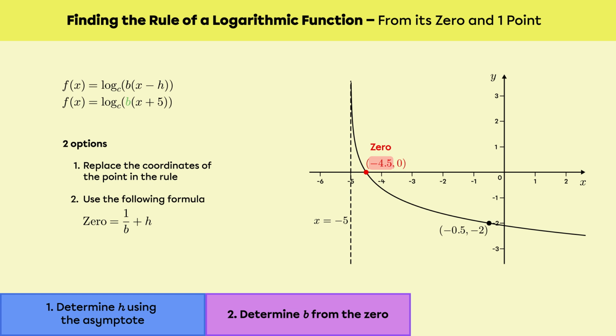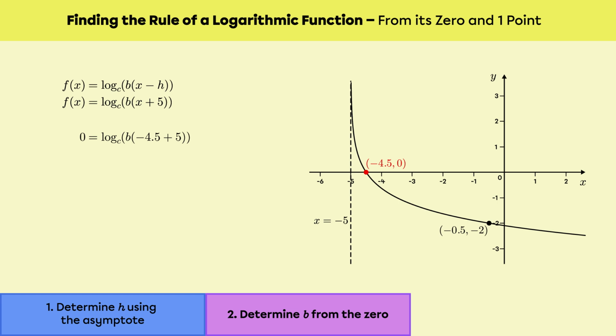The 0 is equal to 1 divided by b plus h. Since we know the values of h and the 0, we can isolate b in the formula to determine its value. Fortunately, you don't need to learn this formula by heart. I'll show you how to use the first option instead. Replace x and f of x in the rule with the coordinates of the 0. 0 equals log base c of b times negative 4.5 plus 5.